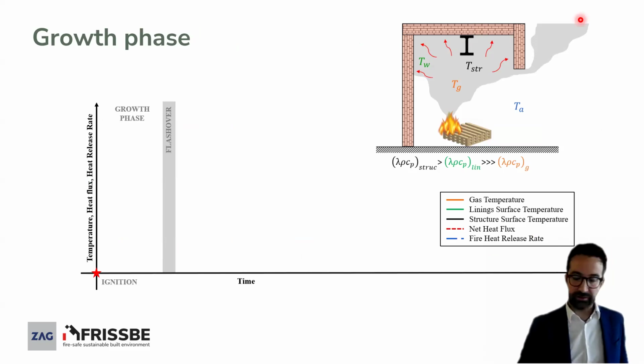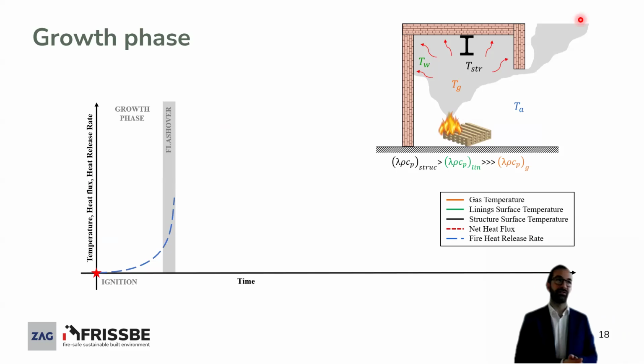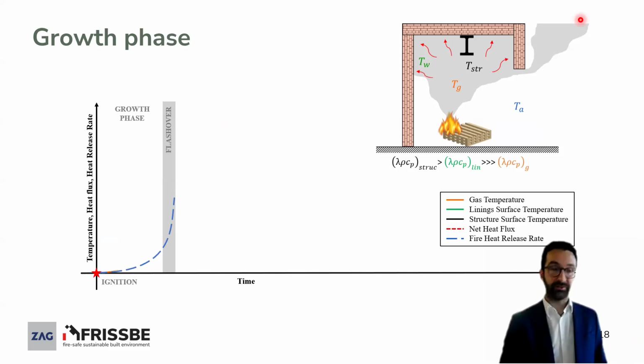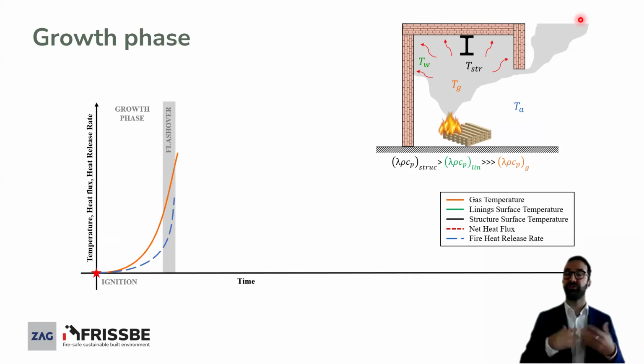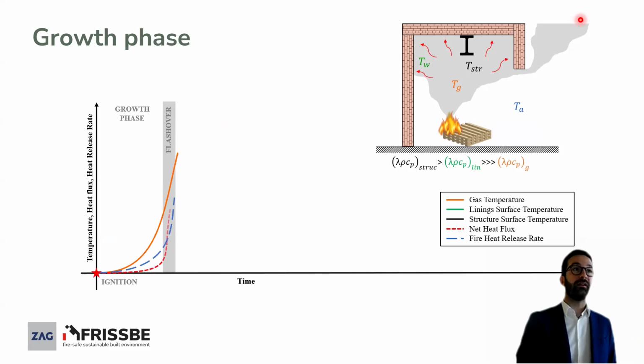So when we achieve ignition, and we start looking at the heat release rate of the fire, we typically assume a quadratic evolution of the increase of fire. And then you see a curve like this. And then what you typically see is that if this is the gas temperature, the gas temperature follows somehow the evolution of the heat release rate as well.